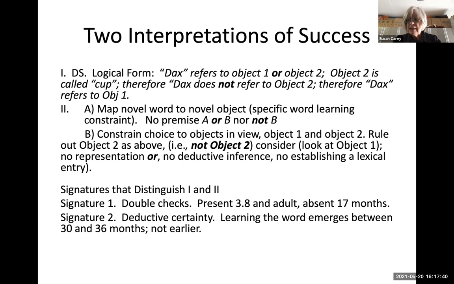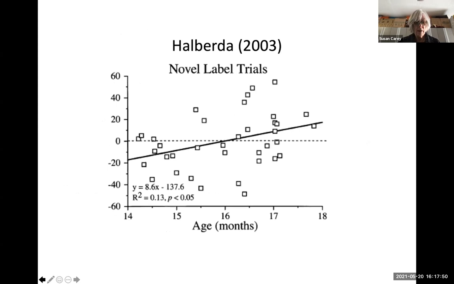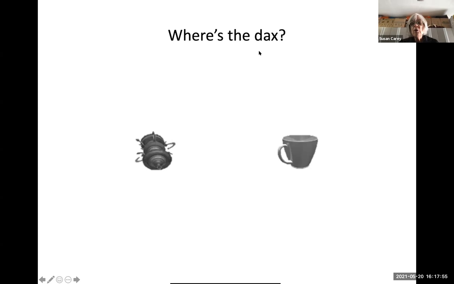So what he did, since this was an eye tracking study, is that when you hear the word DAX, half of the time, roughly, children or adults are looking at the novel object when they hear the word. And half the time they're looking at the cup when they hear the novel word, okay? And what he looked at is the pattern of looking as a function of that.